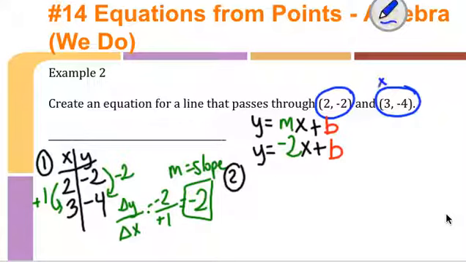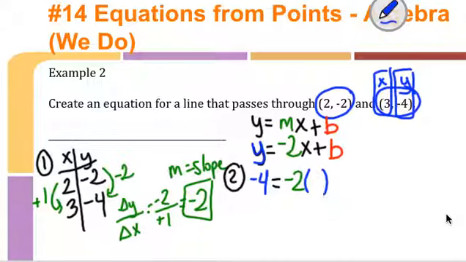I like working with different numbers, so I'm going to say x, y. This is my y value now, and this is my x value. So instead of this y, I'm going to write -4 equals, still got my slope of -2, and instead of this x, I'm going to write +3 plus b.